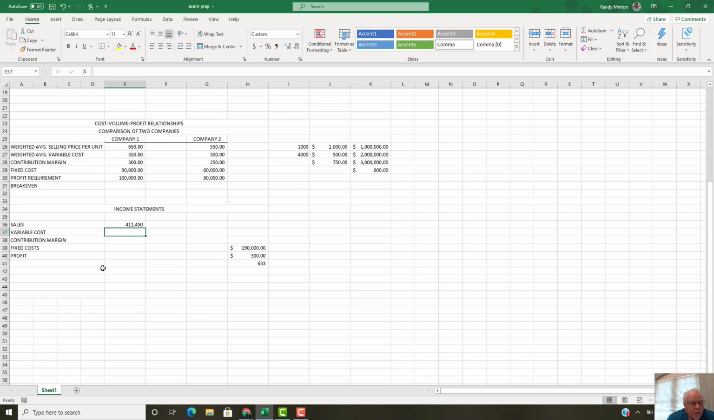411,450. Now, if I look at the variable cost, which is equal to this number right here, times the units that I have to produce at break even, 633, that gives me my variable cost. My contribution margin is always going to be the difference between your sales and your variable cost. So it's equal to this number minus this number. My fixed costs, we know here, are 90,000.